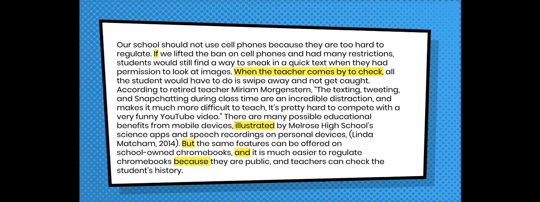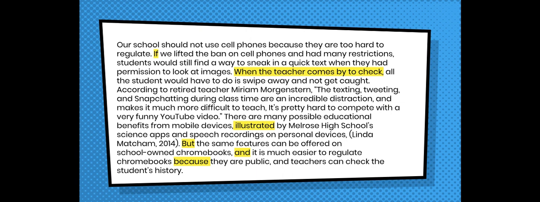"And" is not often thought of as a transition, but it's a connecting. It's an addition transition, basically, because you can see that in that sentence, the person is offering two reasons, same features on school-owned Chromebooks. Additionally, it's much easier to regulate. So "and" is acting like an additional transition there.